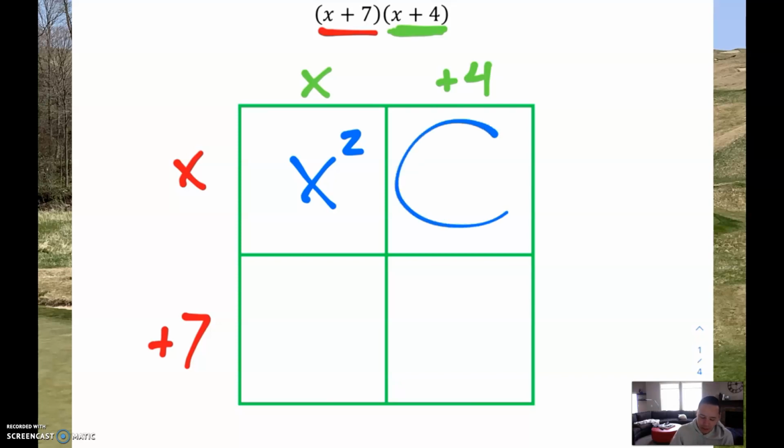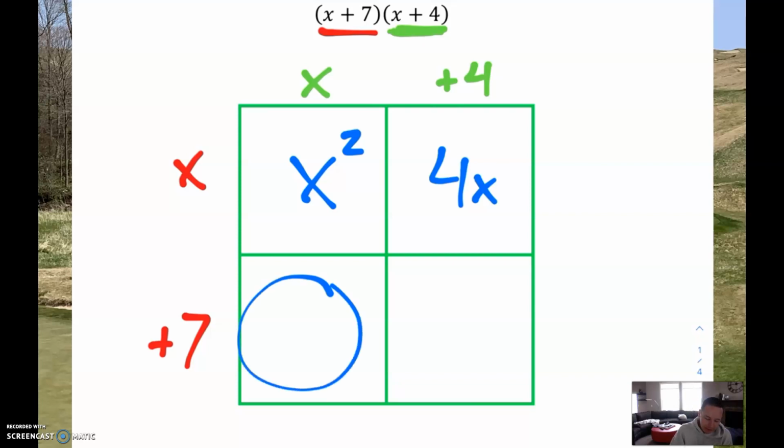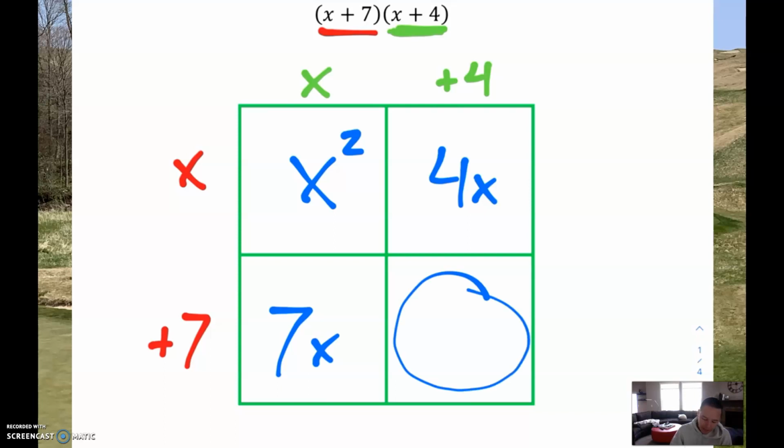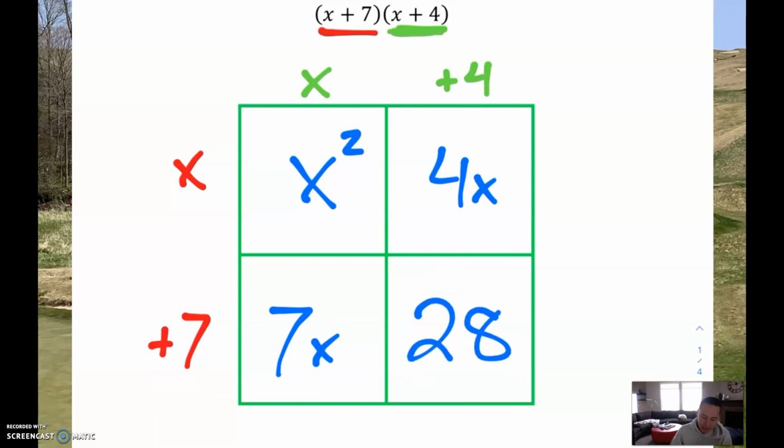Then we're going to move on to this top right box, where we take x times a plus 4. So x times 4 is just 4x. A positive 4 times x, 4x. Let's fill in this one down here by multiplying the 7 and the x. So if I take 7 times x, it becomes 7x. And for this last one here, we're multiplying a positive 7 times a positive 4, and 7 times 4 gives you a 28. So we've completed all these boxes.